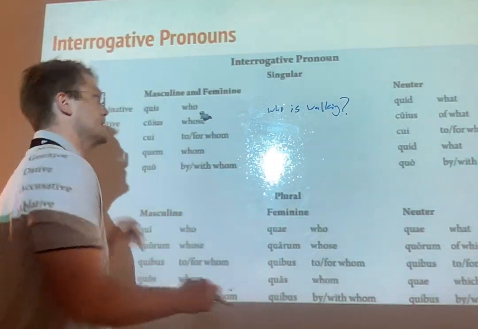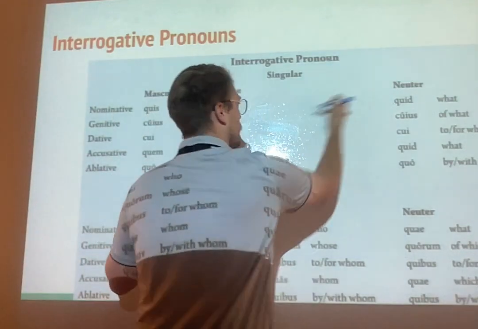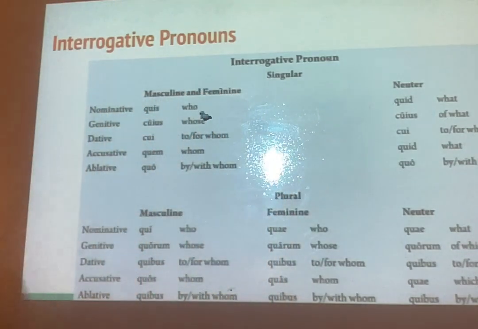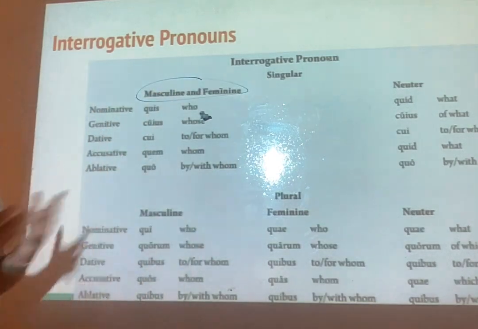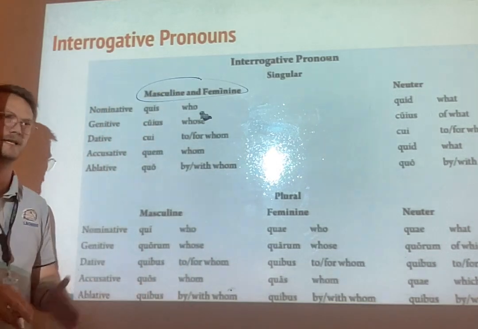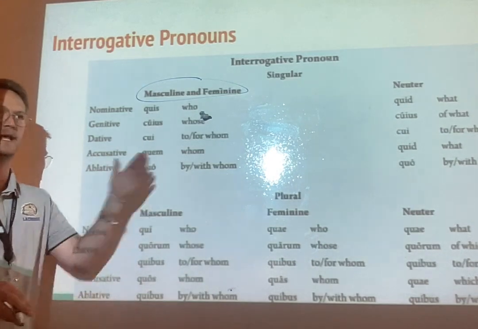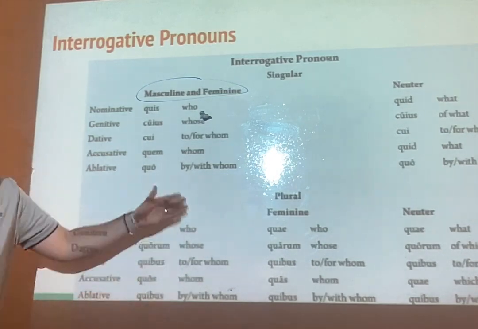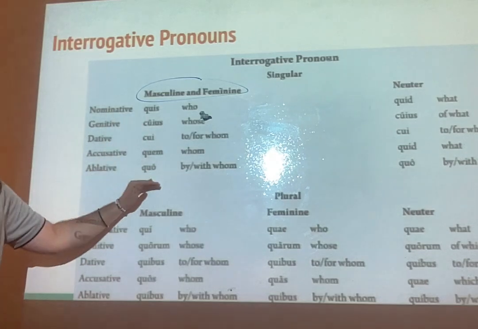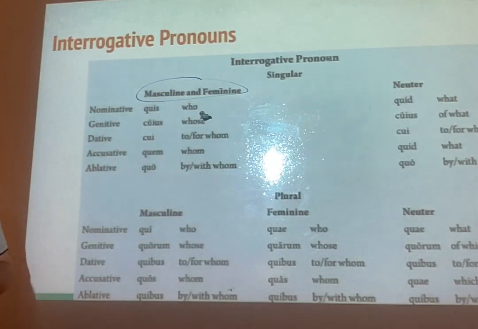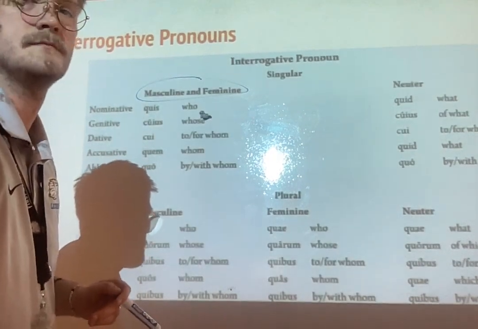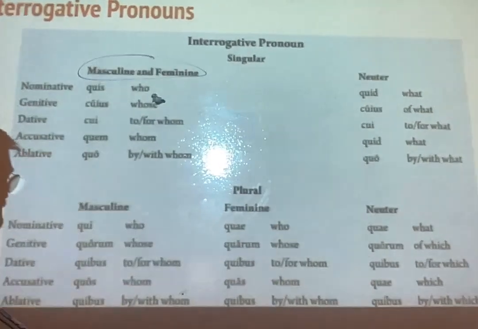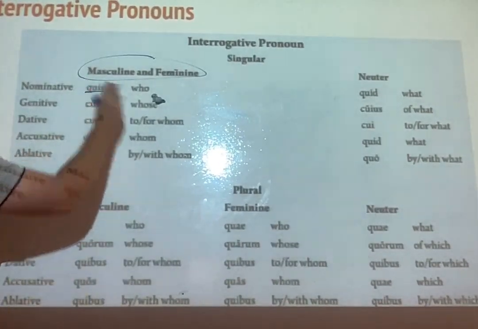but it's as easy as that. All right, so where are the only ones that are different? Besides the fact that the masculine and feminine are now combined, which was harder in the relative pronouns. You had a singular column for the masculine, feminine, and neuter, same with the plural. But the masculine singular and the feminine singular are all the same now. Where are the only spots that are different? Yes, very good. The singular nominative is now quis.